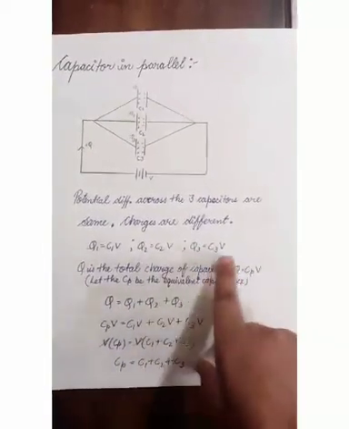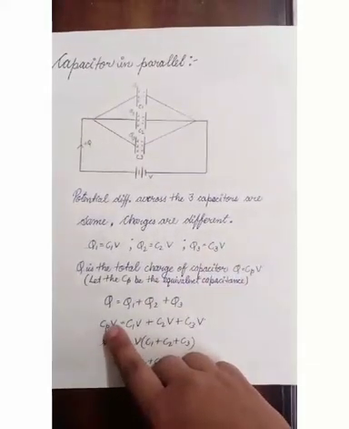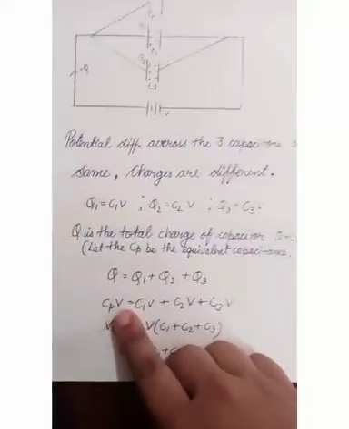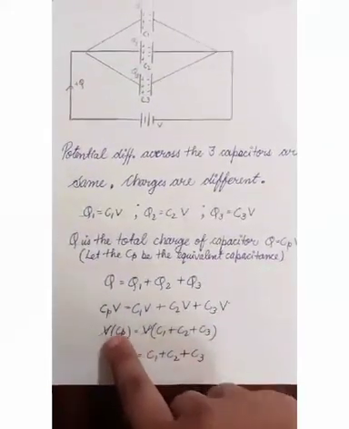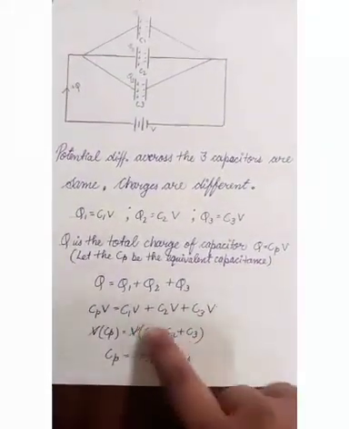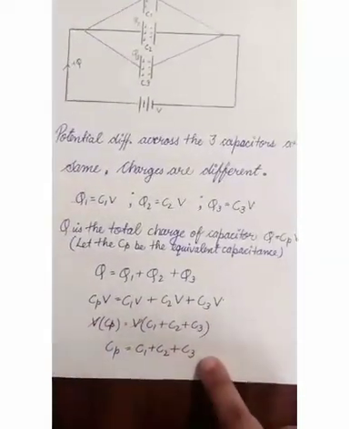Now, we put the values and we take V common from both. Now we cancel the value and we get our answer.